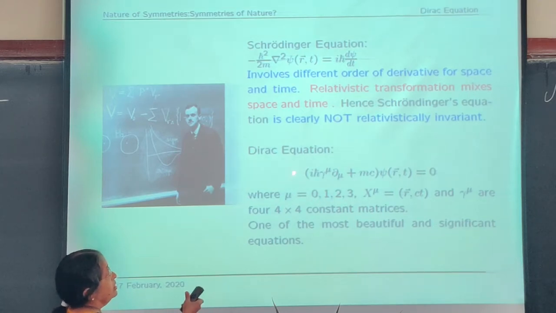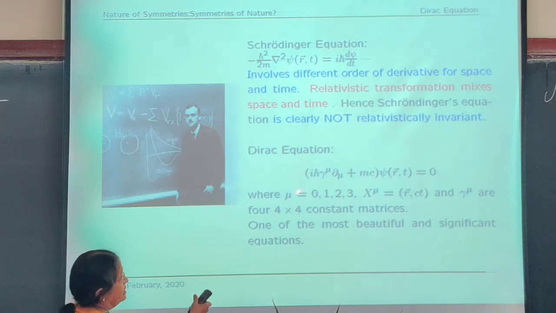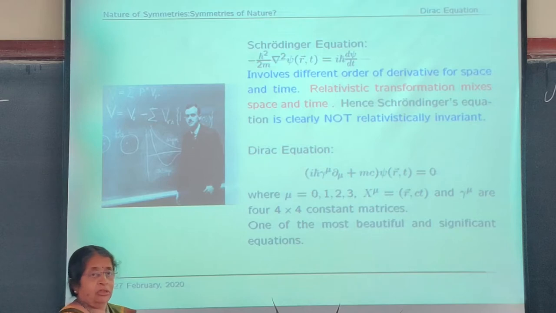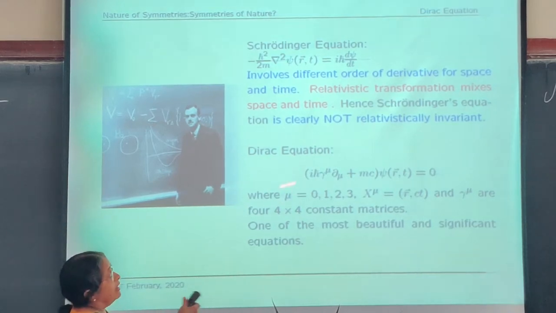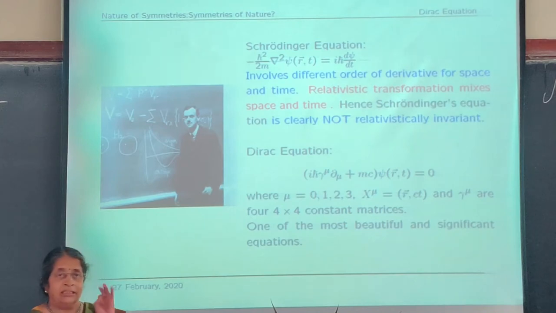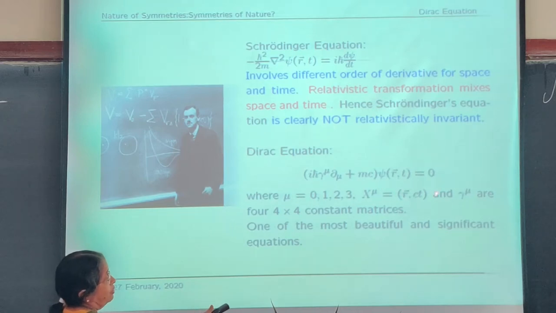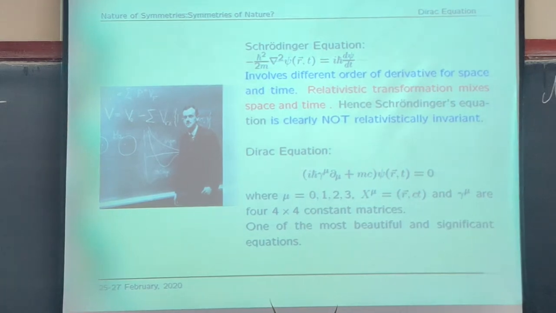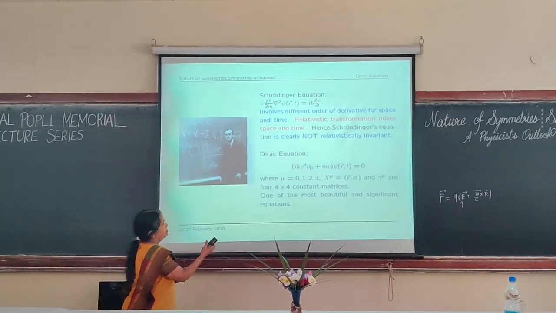I h cross gamma naught d naught, that is gamma t, d gamma naught d by dt, etc. So then all four derivatives, the position, space derivative and time derivative, occur at the same order. And x mu is a four vector, which again has four components. R bar is the regular position vector that we are used to, and then ct is the fourth component, or it should have been written ct, r bar, I'm sorry.